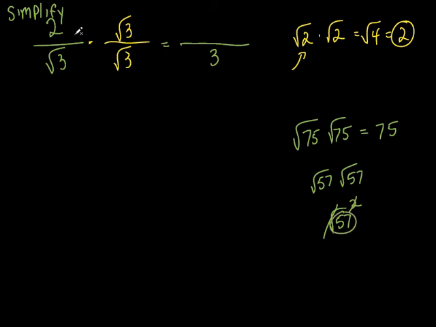What about the top, though? Now, they are not the same thing, so nothing cancels out on the top. It's just 2 times the square root of 3, or we write it like this, 2 square root of 3. And that is this simplified.